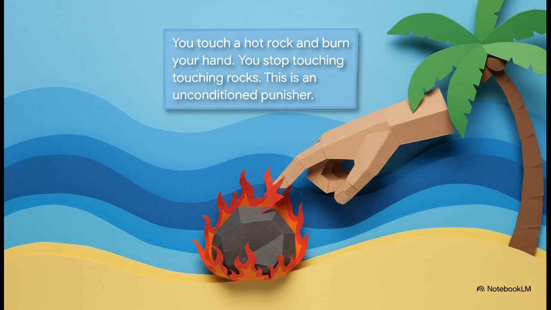To make this crystal clear, let's use a simple story. Imagine you're stranded on an island. You reach out and touch a rock that's been baking in the sun. The immediate, painful burn makes you snatch your hand back. And you know what? You're probably not going to touch hot-looking rocks again. That pain from the burn is the unconditioned punisher. It's a direct, unlearned consequence.